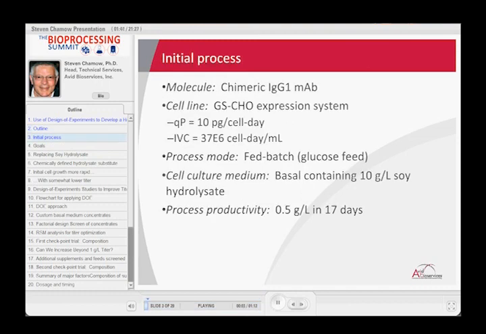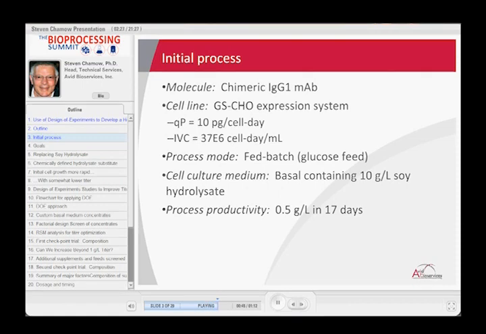So the molecule on which we're focused here is a chimeric IgG1 monoclonal antibody. The cell line is GS-CHO, and the initial process gave us the following characteristics: a QP for the cell line of 10 picogram per cell day, and an integrated viable cell count of about 37 million cell days per mil. The process mode was fed batch with glucose as the component of the feed. The cell culture medium was a basal medium containing 10 grams per liter soy hydrolysate.